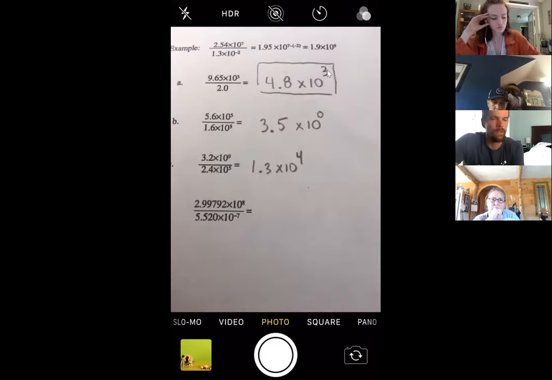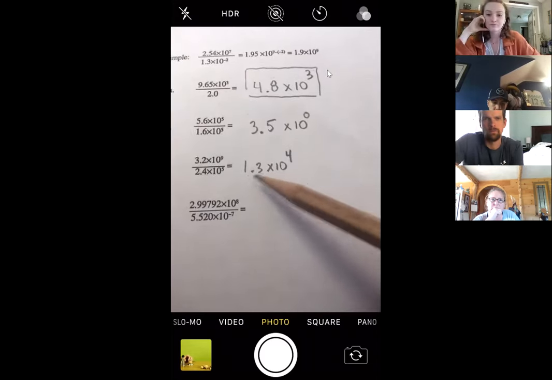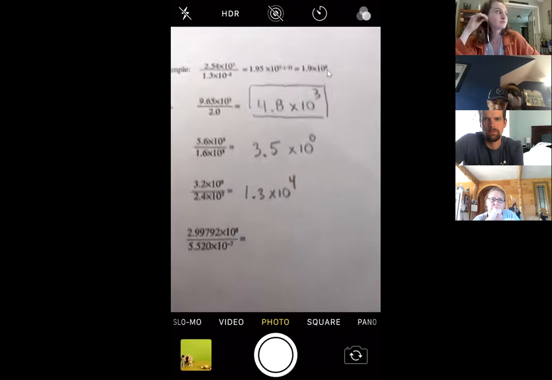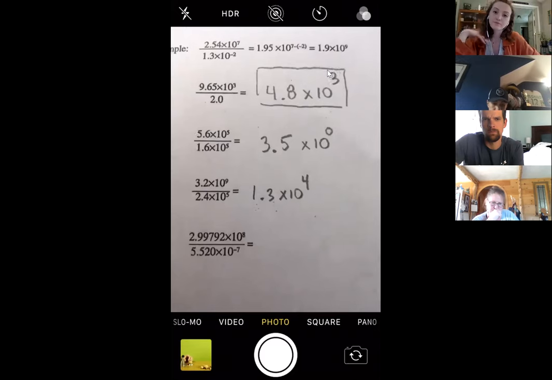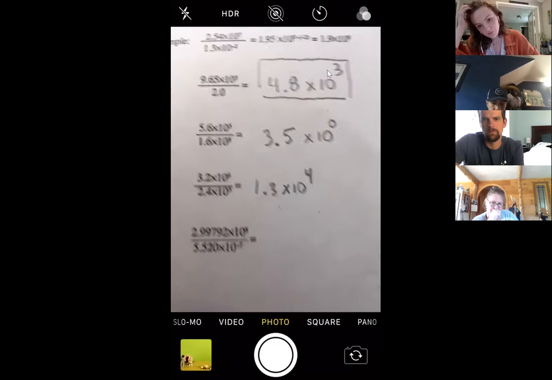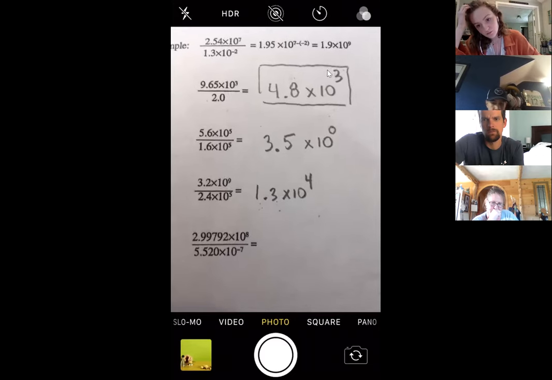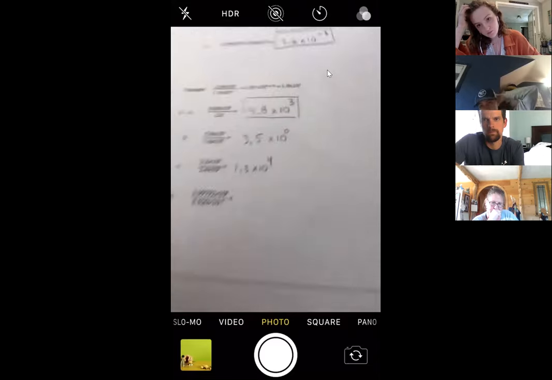Now in our class, when you don't know what you're doing, a good rule of thumb is just to keep two significant figures and your power of 10 and call it good. But there is an art or a logic to knowing how many significant figures to keep. So significant figures are how many digits in your number are meaningful to the measurement.